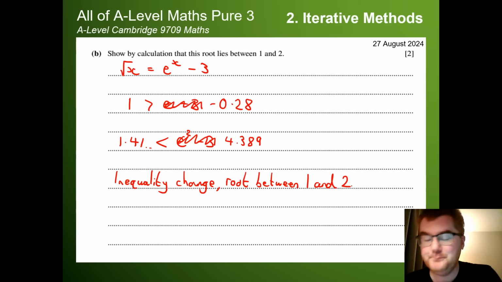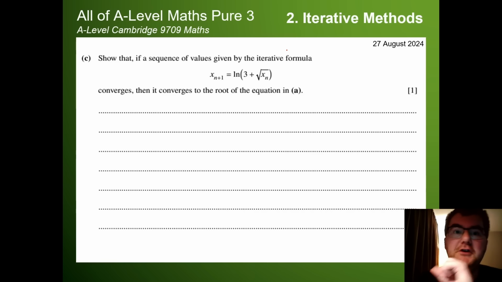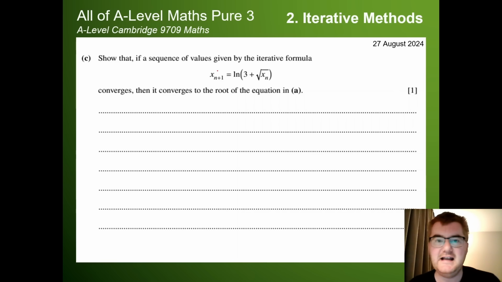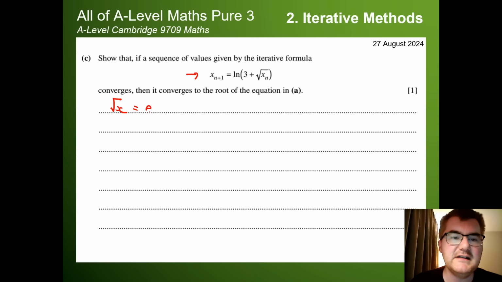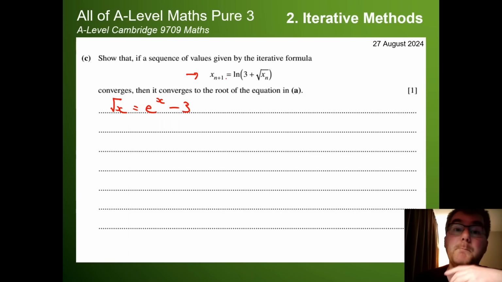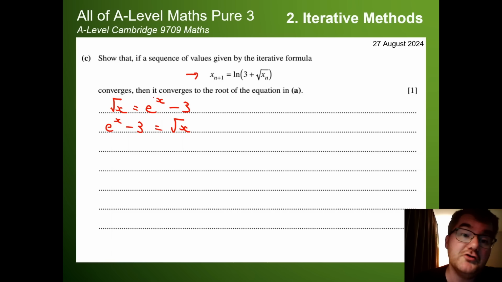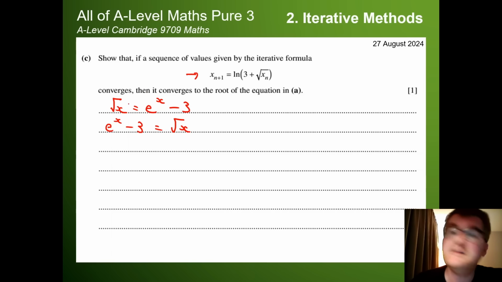Now on to question C, which is a bit different to the question we did before. So show if the sequence of values given by this iterative formula converges, it converges to the root of the equation in A. So essentially, how is this linked to the basic equation of root x is equal to e to the power of x minus 3. So they can set up different iterative formulae here. So we need to get the one that matches what we have here. Now what I'm going to do, because there's different ways of making x the subject, we could square both sides, or we could try and isolate the one next to the e. So that's what we're going to do here.